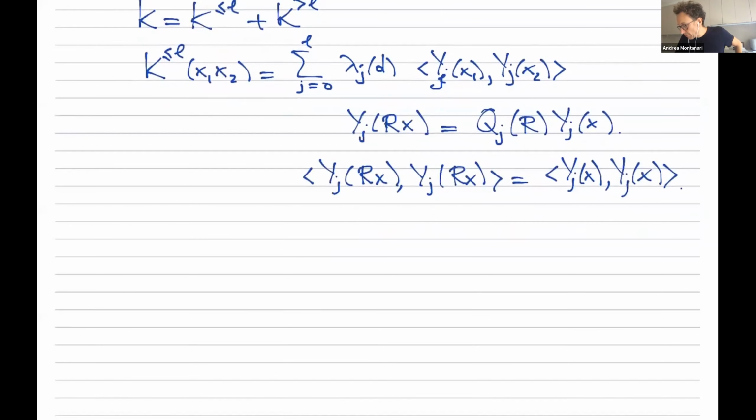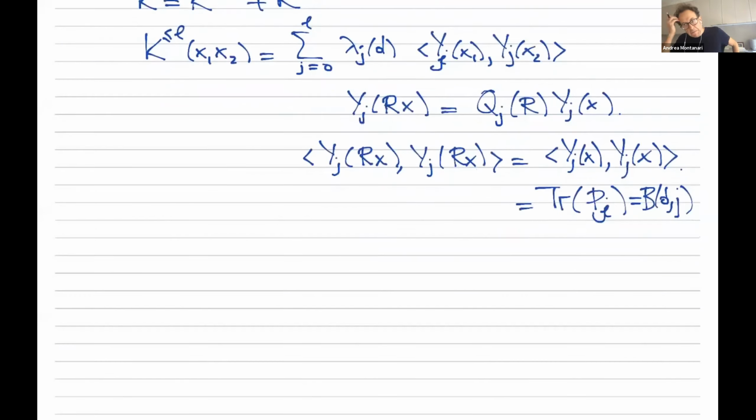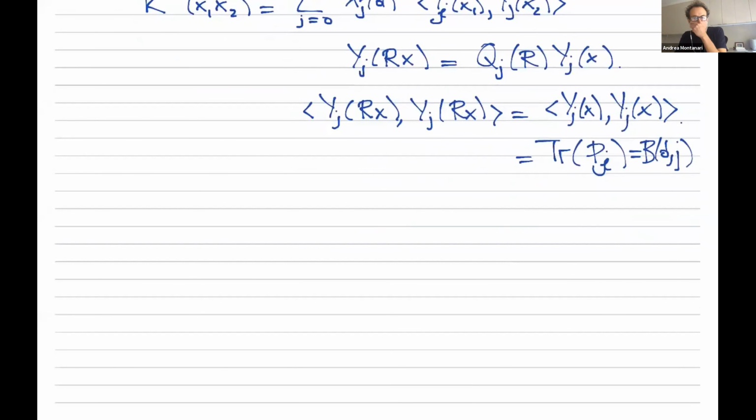And actually, as we saw before, since it's invariant, it must be equal to the dimension of the space. It's the trace of the projector on degree 2J polynomials. So this is the dimension of the space.